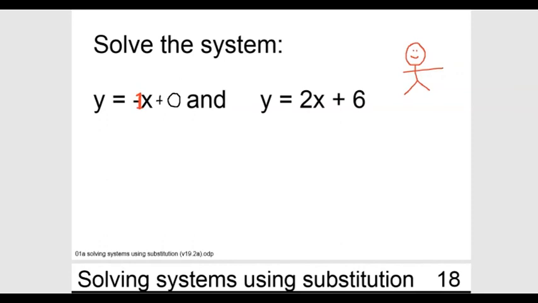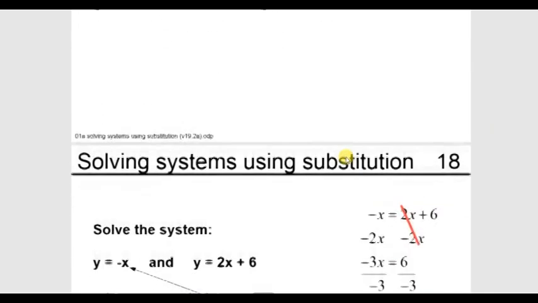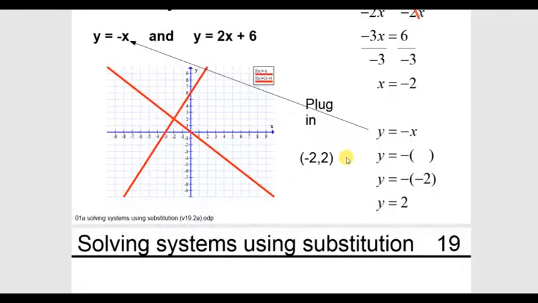So you're solving this. If you're watching this live, we'll go over it in a moment. And you can pause me. So I have a solution at negative 2 comma 2. Negative 2 comma 2.